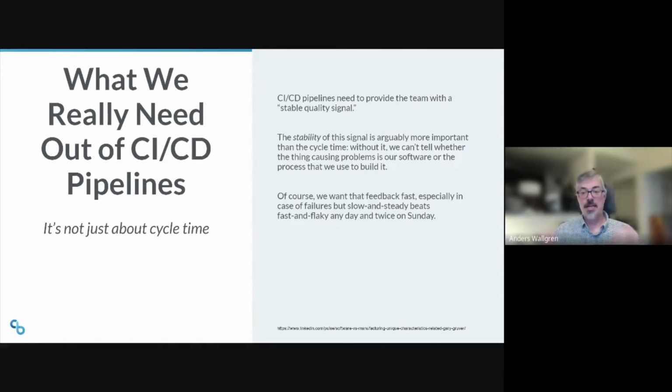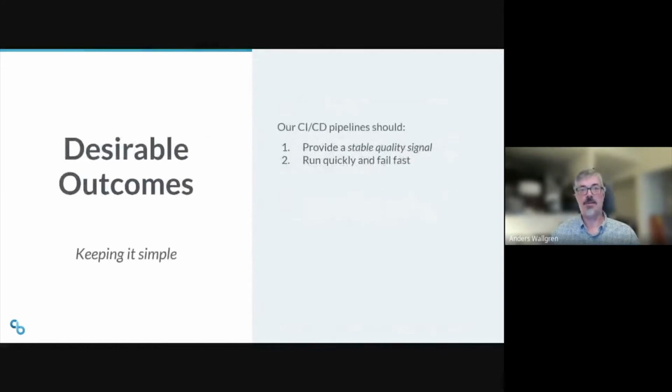And to be more concrete about it, the stability and reliability of our pipelines is more important than the speed of our pipelines. Now, absolutely, we want fast pipelines. We want the feedback fast, especially in case of failures, but slow and steady will beat fast and flaky any day and twice on Sunday. I will stack rank the reliability of our pipeline, the stability of that quality signal, over how fast that pipeline runs or how quickly we get results from it. I'm not saying fast isn't important. Fast is very important, but stability is in my mind even more important. So if you take anything away from this, I'd like you to take away that the stability of our pipelines is of paramount importance.